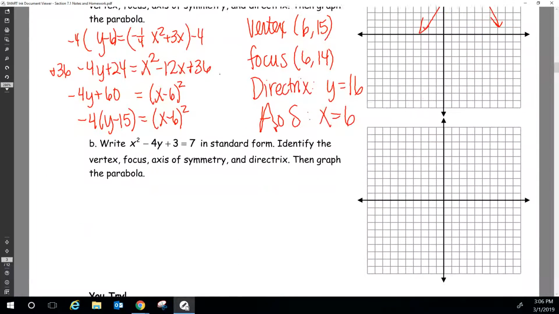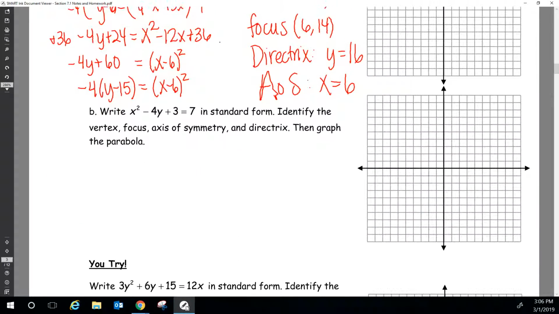All right, B. Let's put this guy in standard form. Again, we've got to complete the square to get started. Notice I've got x squared, so I'm going to put the x on this side, x squared on this side. Anything that's not an x is going to go to the other side. So I got 4y minus 3, and then there's a plus 7 over there.